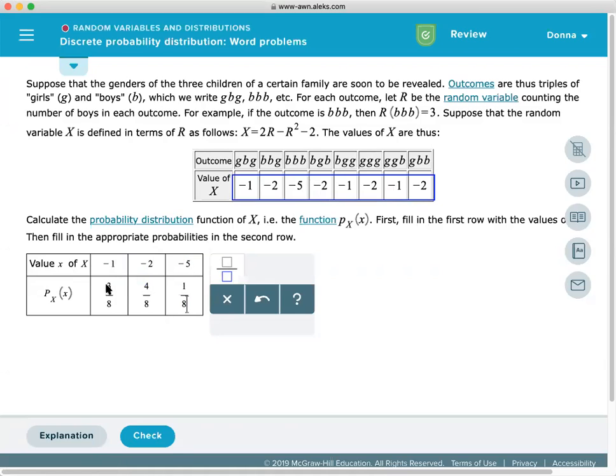And if we add those, 3 plus 4 plus 1, because here I didn't reduce the 4 out of 8, so they all have the same denominator of 8. So 3 plus 4 is 7, plus 1 is 8. 8 out of 8, all the probabilities add up to 1.